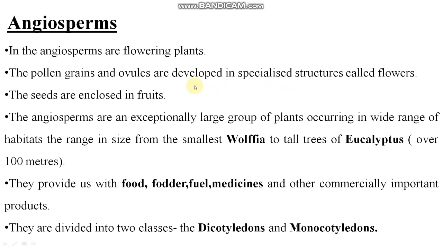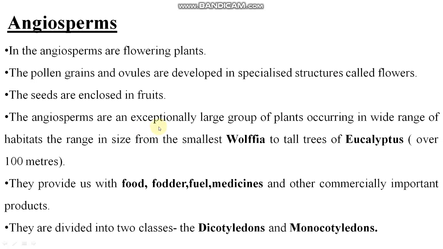In gymnosperms, you cannot see a properly developed flower, but in angiosperms there is a specialized flower structure. So the seeds are enclosed in fruits. These are not naked seeds. They have a seed coat present on the seed.